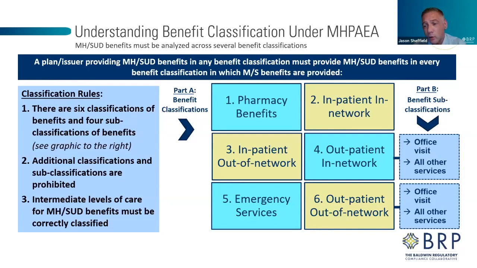Now, respecting your outpatient in-network and outpatient out-of-network benefits, so just boxes 4 and 6, those two classifications, you can have subclassifications of two types, an office visit or all other services. So when you're classifying all of your treatments and services under your plan and you get to 4 and 6, you can break those down one additional time to account for office visits versus all other treatments and services. So this is step one: identify all your benefits, your treatments and services, and put them in one of these categories. All right, next slide, please.